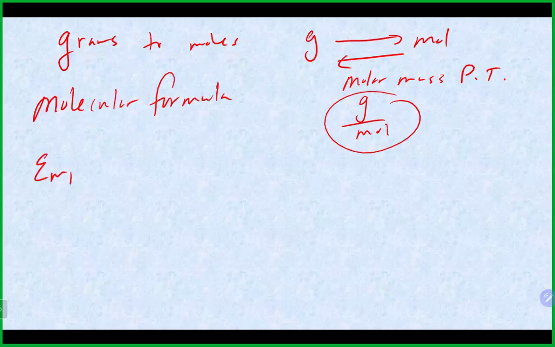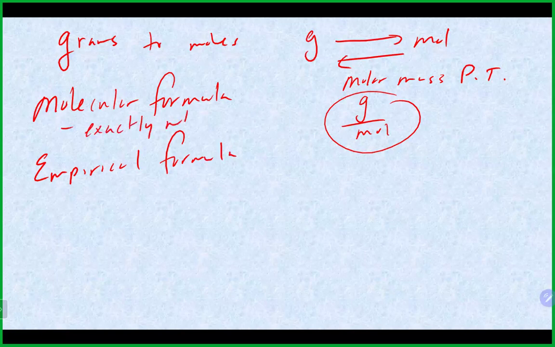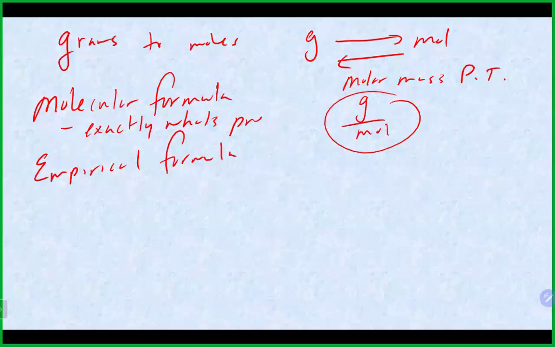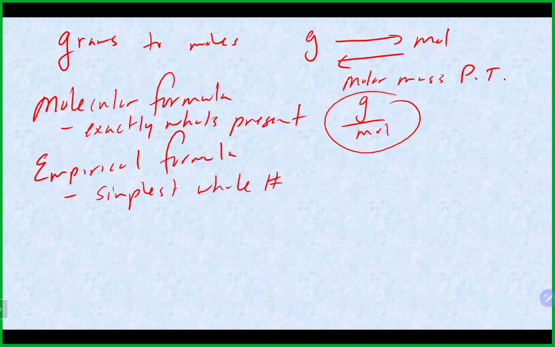We finished up last time talking about two types of formulas, the molecular formula and the empirical formula. The molecular formula tells you exactly what's present in terms of the elements and the atoms of each of those things. The empirical formula is the simplest whole number ratio of what's present.